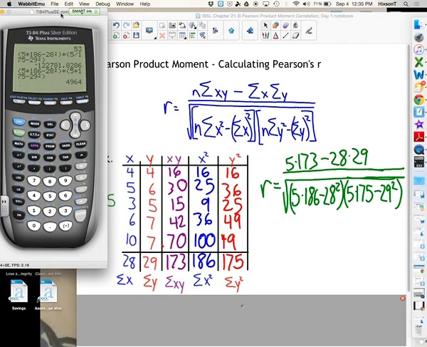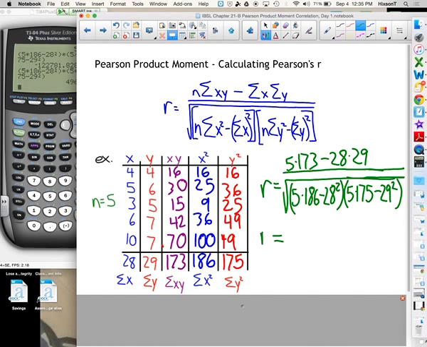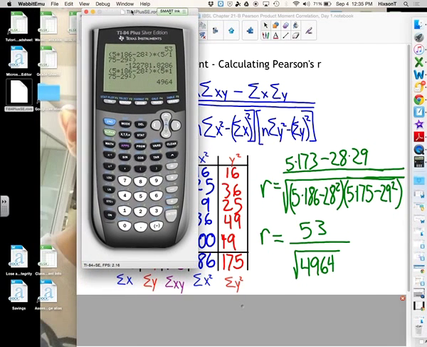I'm going to write down kind of the intermediate value here. So R is going to be, did you get 53 for your numerator? Yeah. Okay. And then we got the square root of, what was it, 4964? Okay. So now we can divide 53 divided by the square root of 4964. You get 0.7522. Yep.